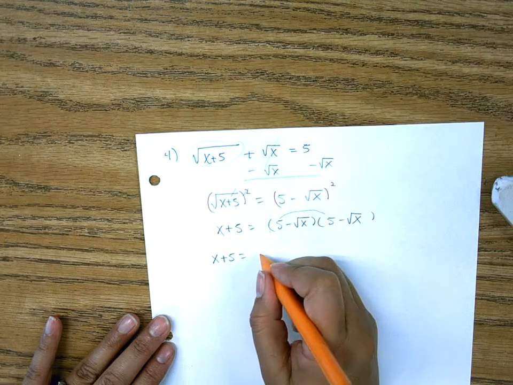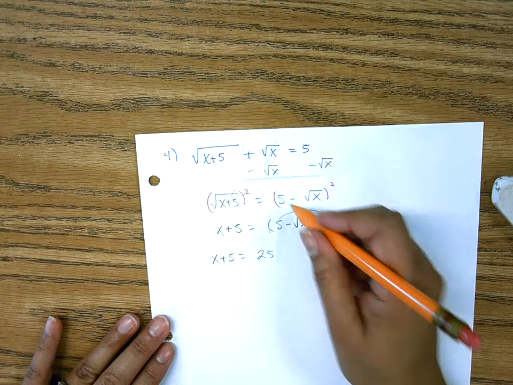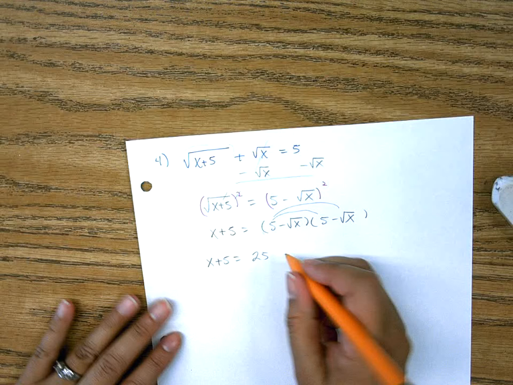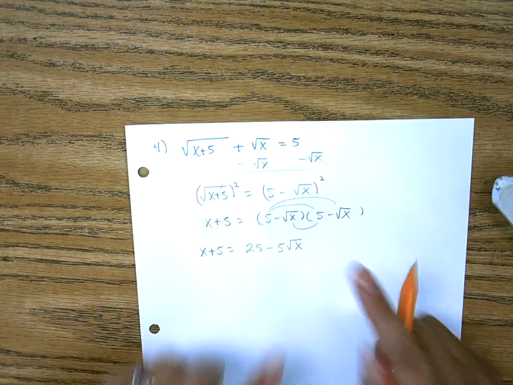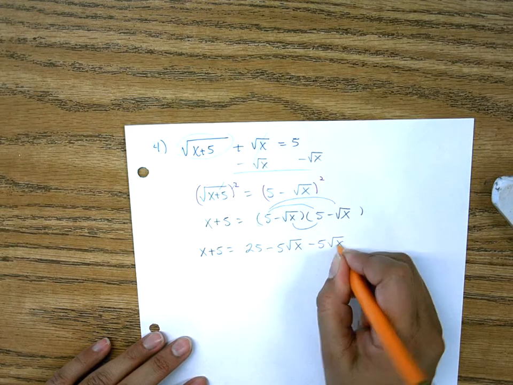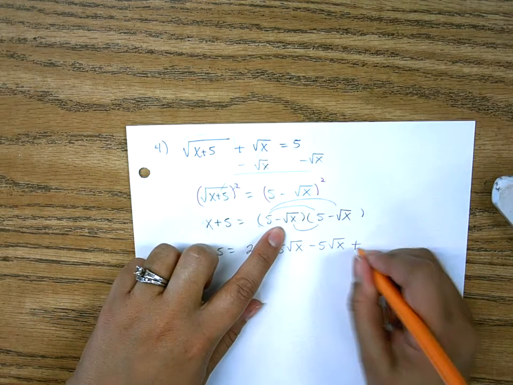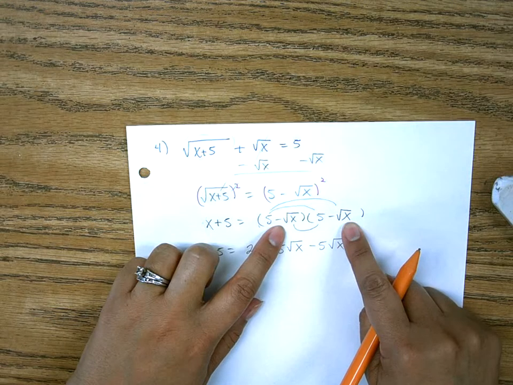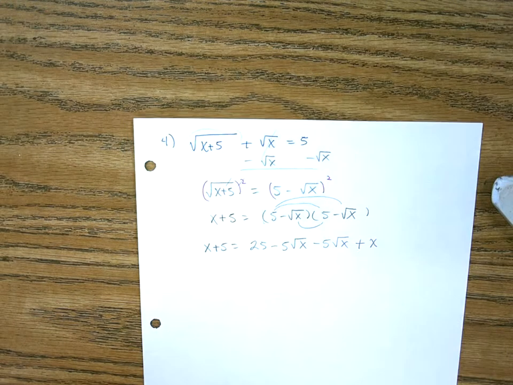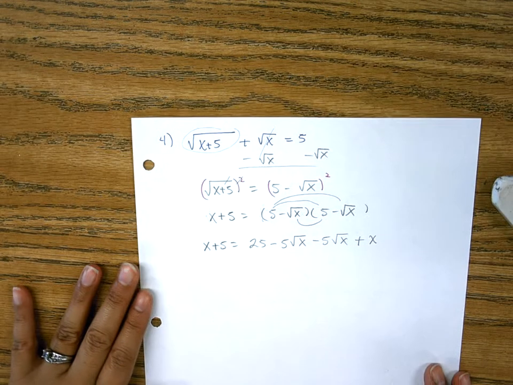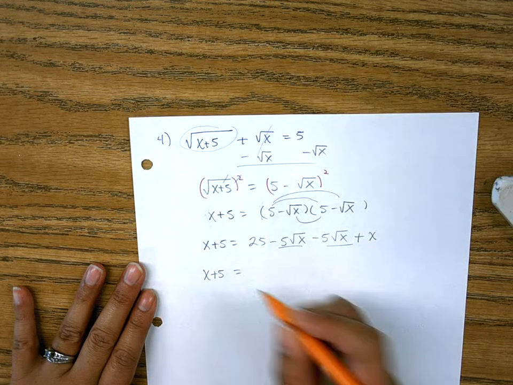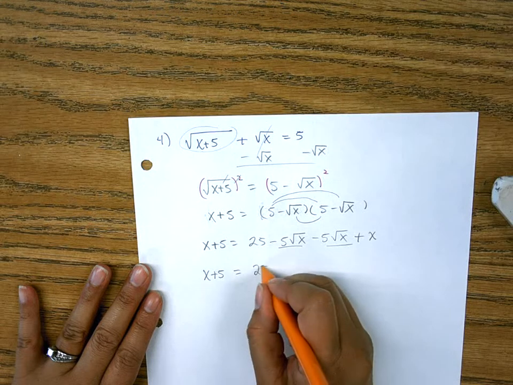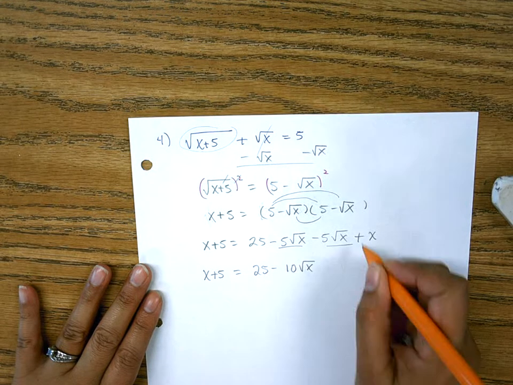5 times 5 is 25. 5 times negative root x is negative 5 root x. Negative root x times 5 is again another negative 5 root x. A negative times a negative is a positive, and root x times root x is either root x squared, or hopefully you can see that it is just x. All right, these are like terms. They don't cancel out because they are both negative. X plus 5 equals 25 minus 10 root x plus x.